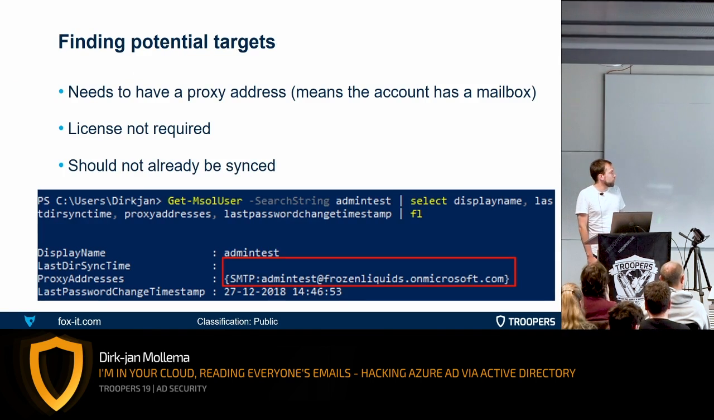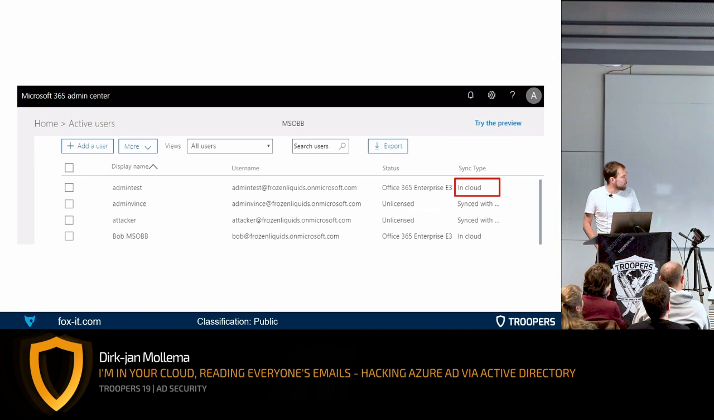So what are the requirements for that? You have to have an account with a proxy address, so with a mailbox assigned to it. It doesn't need to be a licensed Office 365 account, and it should not already be synced. So here I'm searching specifically for accounts that have this. We see the last dir sync time is empty, so it's a cloud-only account, and it has a proxy address. In the admin center, it appears like this. So the admin test account is in the cloud only.